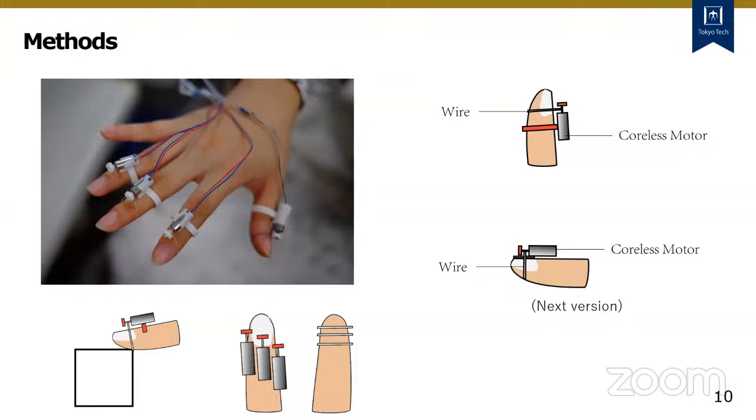About the design of the device, we are using a coreless motor as the actuator, and the response speed can meet our requirement. The weight is around 1.2 grams. We are using a wire to display force and vibration on the fingertips. We are also planning to use more motors to provide haptics in different large areas. In the next version, we will completely remove this ring part, then we will eliminate the occupation of the fingertips fully and install the device on the fingernail.